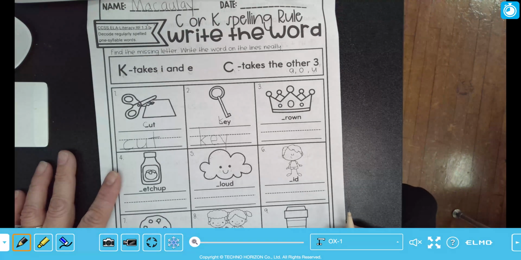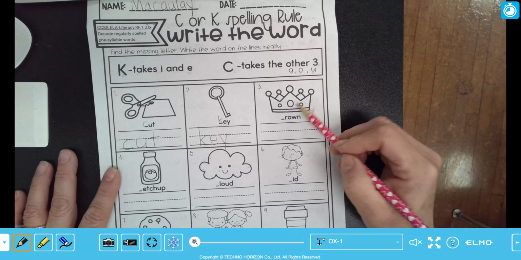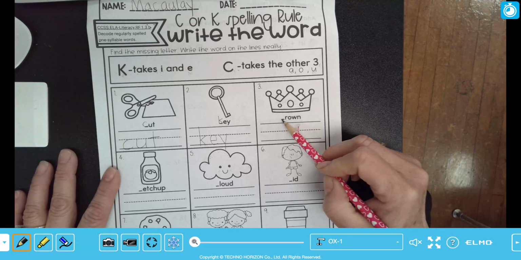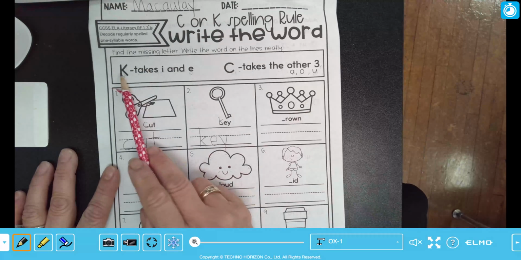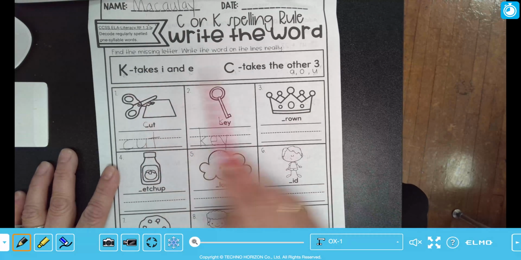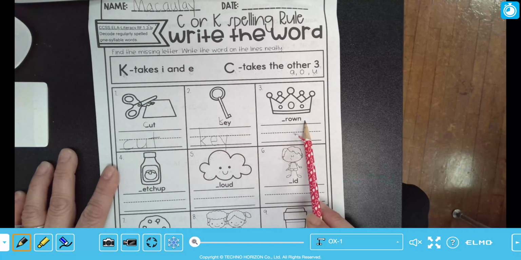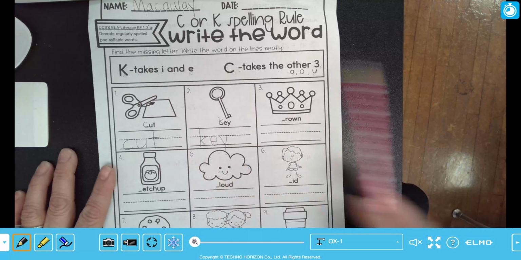Okay. Now are we ready to move on to the next one? Okay. This is obviously a crown. And here's the word round. It's missing the k sound. Crown. So let's look at the poem. K takes I and E. C takes the other three. So does crown begin with a K or with a C?